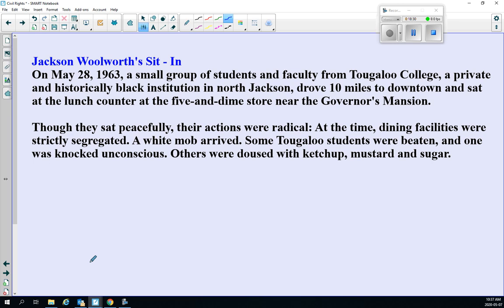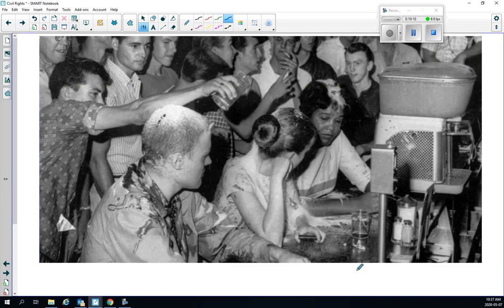And so the fact that these black students were sitting in the white sitting area, a white mob arrived, and some of the kids were beaten up. One was knocked unconscious, and then others were doused with ketchup, mustard, and sugar for quite some time during the Jackson Woolworth sit-in. I don't know if we have department stores that also have restaurants today. I'm not sure if we do, but back then they did, and that's what happened. They sat in the segregated area and then suffered abuse for the next while as they sat there promoting the civil rights movement.